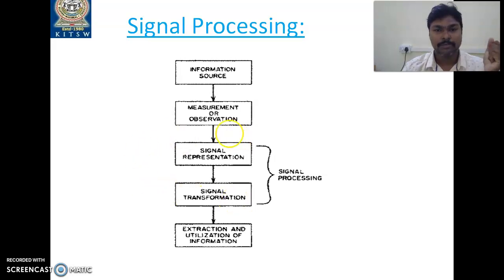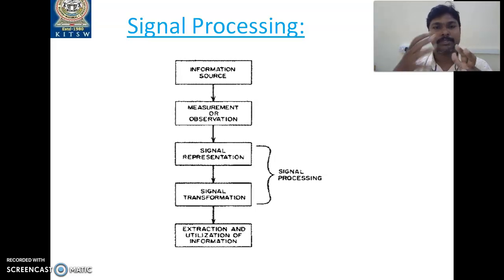After that, the transformation of the signal. These two blocks come under the signal processing. How we are processing the signal is a very important fundamental role that we are going to be seeing according to this flowchart. And the last, of course, is the extraction and utilization of the information, whatever the human is conveying, that we are going to be extracting at the last. So this is completely the structure of the signal processing.